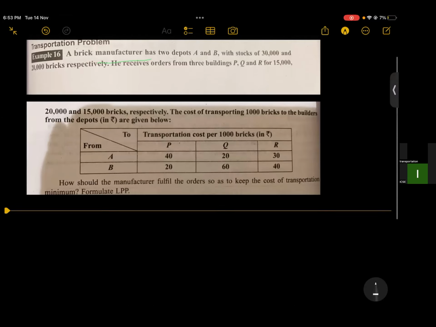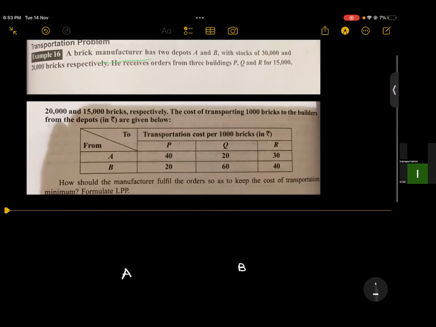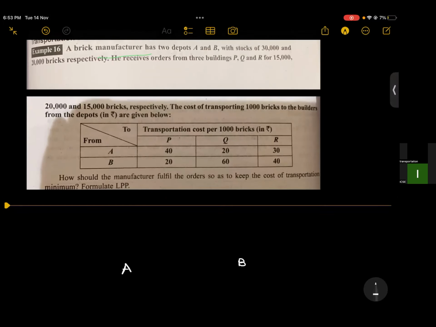A brick manufacturer has two depots, A and B, with stocks of 30,000 and 20,000 bricks respectively. He receives orders from three buildings P, Q, R for 15,000, 20,000 and 15,000 bricks respectively. The cost of transporting 1,000 bricks to the builders is given below.